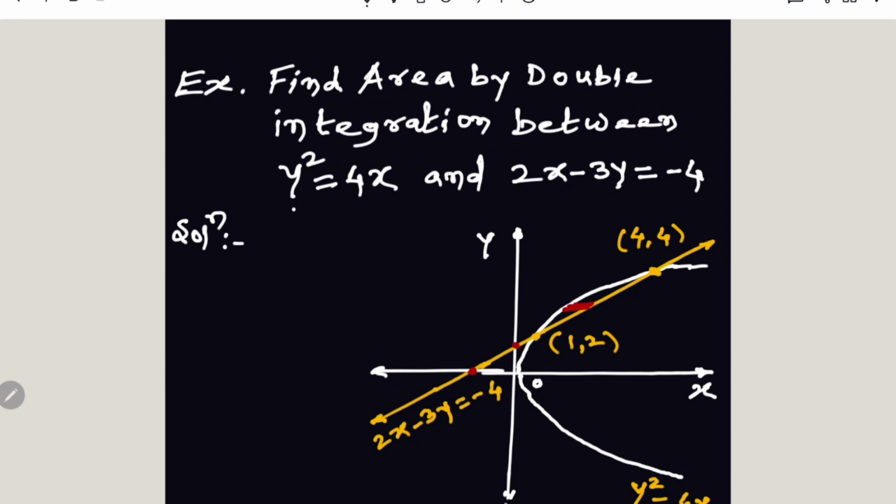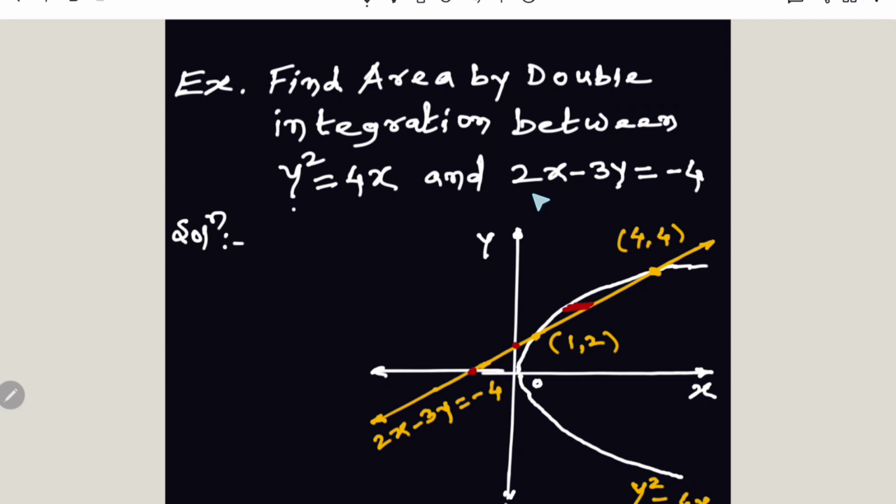The first one, y square is equal to 4x, is the parabola symmetrical to x-axis passing through origin. Therefore, that curve I have shown this way, y square is equal to 4x.